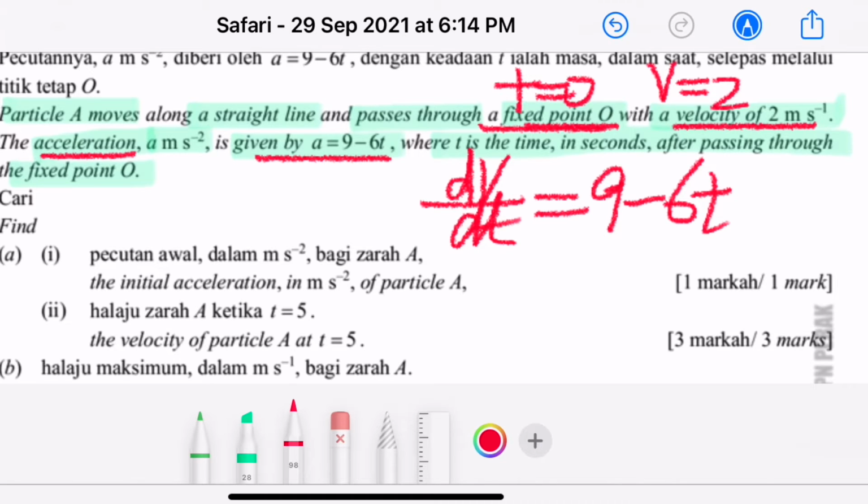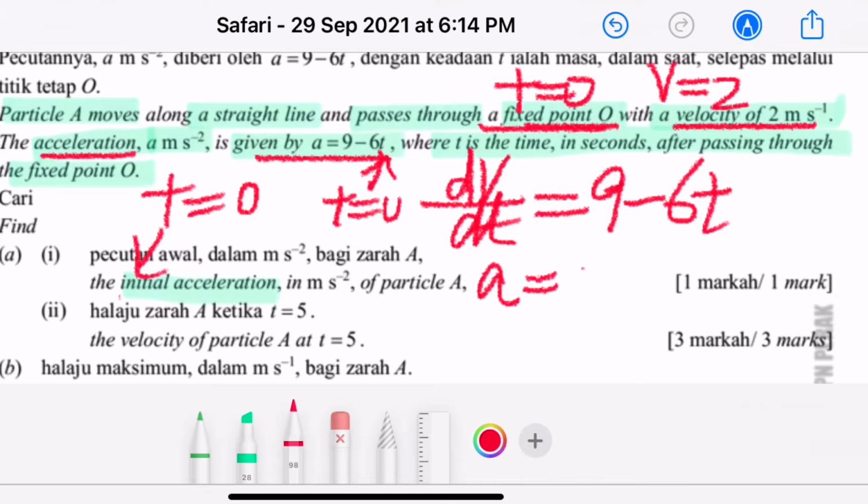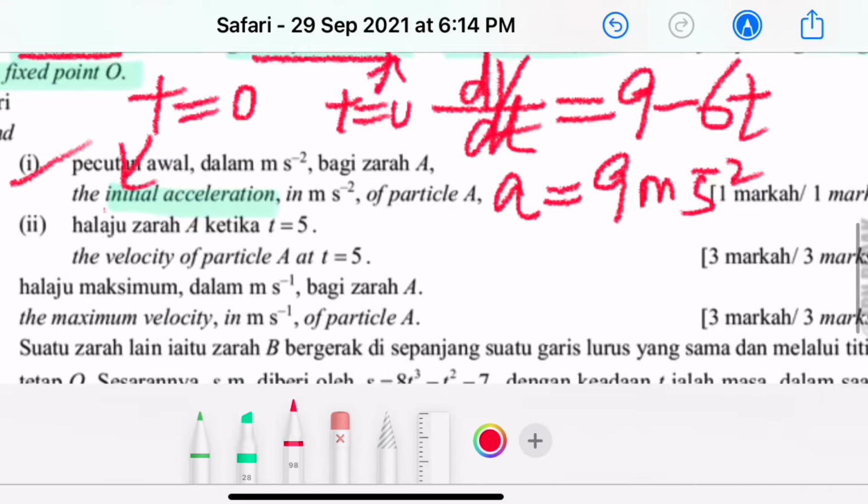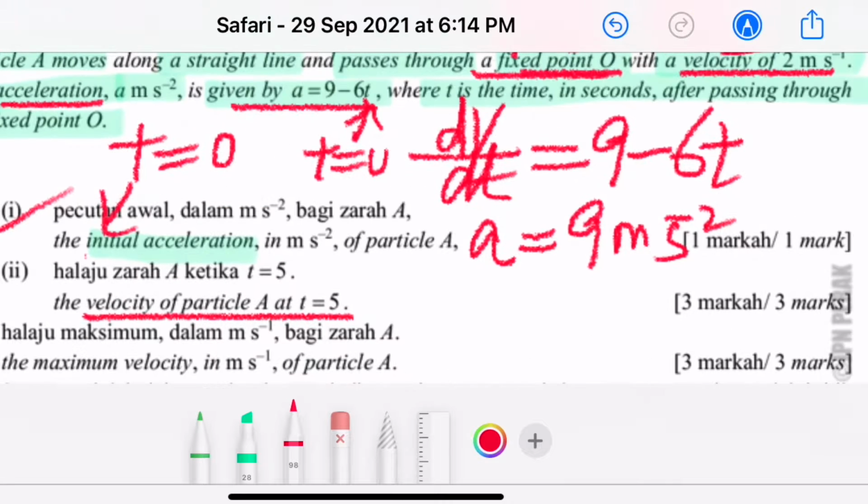So first of all, we need to find the initial acceleration. Initial means t = 0. So substitute t = 0. Initial acceleration is just 9 meters per second squared. So that solves number 1. For number 2, the velocity of particle A at t equal to 5.